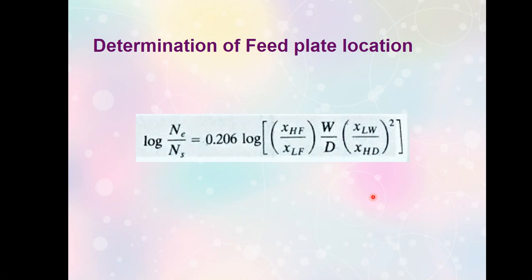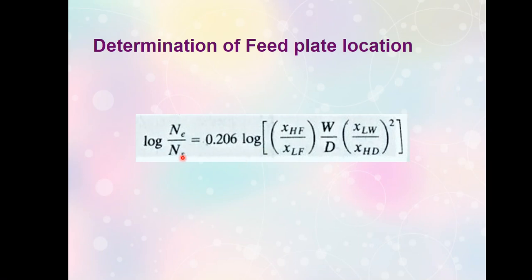But we know that Ne is already 10 Ns. So you substitute it back on the equation that you have, and you will get the number of stages on the enriching section. Once you have the number of stages for the enriching section, you add 1 to that. That would be the location of the feed plate, because your feed plate is actually on the stripping section. So again, I will repeat.